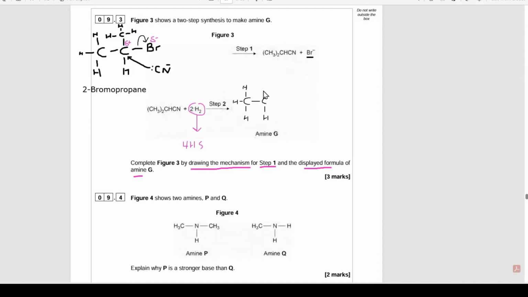Basically I need to add 4 hydrogens to this to make amine G. We can see there's no other product, so it's an addition reaction. So I'm drawing this out. This is what it looks like at the start. This is what the end of the product of step 1 would be. And now we're adding 4 hydrogens to this.